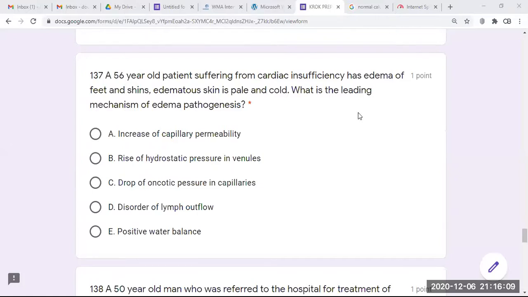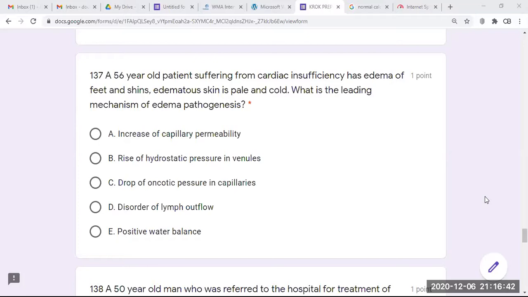Okay. A 56-year-old patient suffering from cardiac insufficiency has edema of feet and shins. The edematous skin is pale and cold. What is the leading mechanism of edema pathogenesis? So the answer is rise of the hydrostatic pressure in the venous side, because when there's an increase in the hydrostatic pressure, it pushes out more water from within the vessels. So then it will lead to edema.